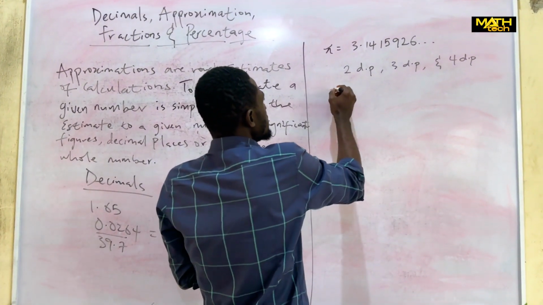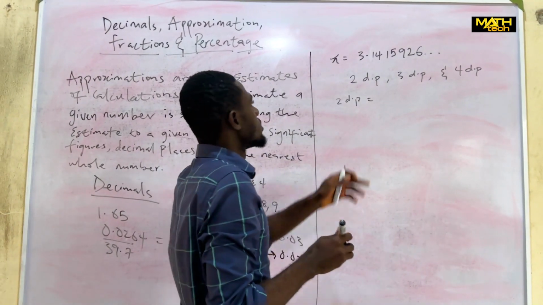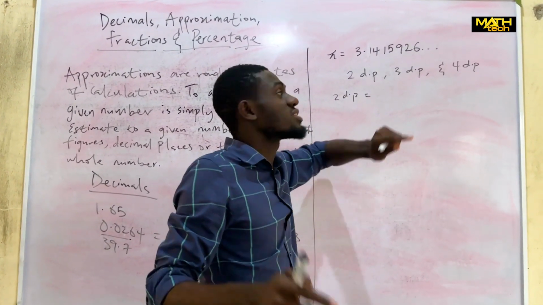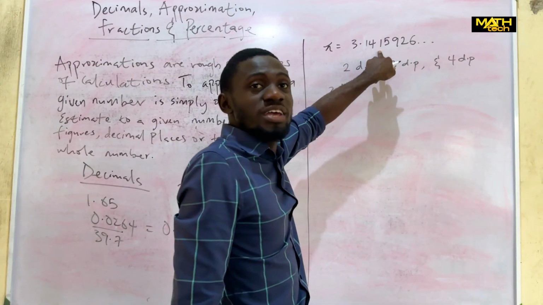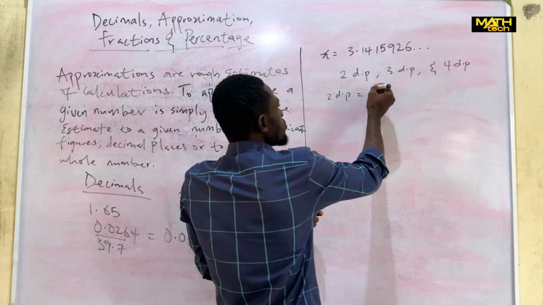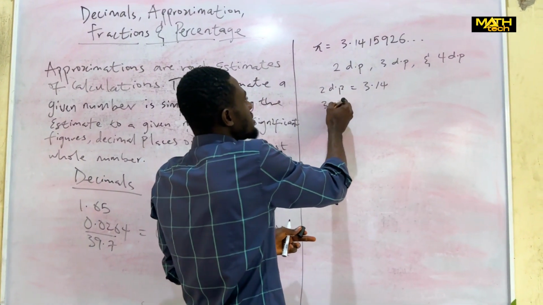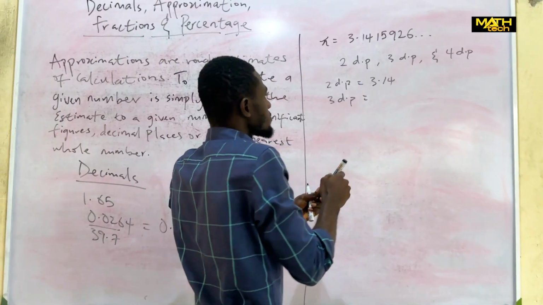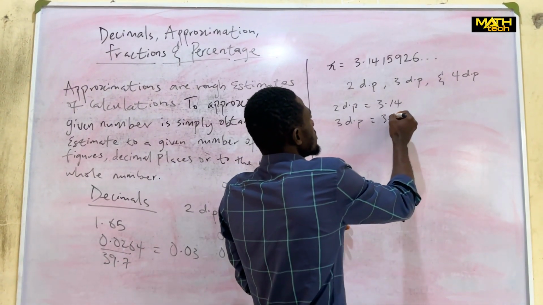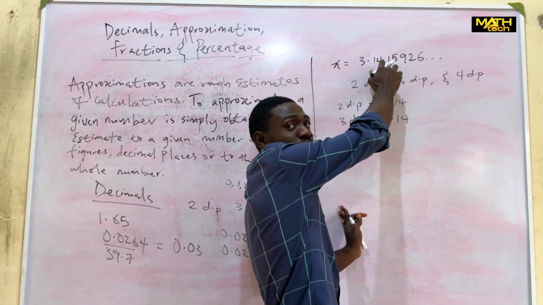Now, for the two decimal places, what we'll be having will be 3.14. Don't forget, since the third value here is less than 5, it means it will be rounded down. So what we'll be having here is 3.14. Now, for the three decimal places, we'll be having 3.14, and 1, which is the third value, is where we are supposed to stop.